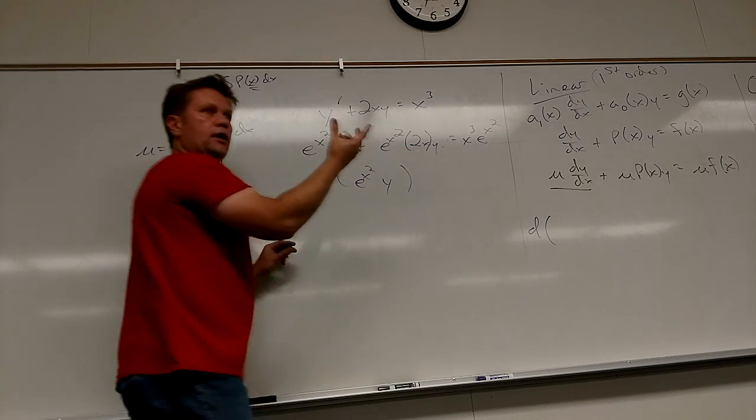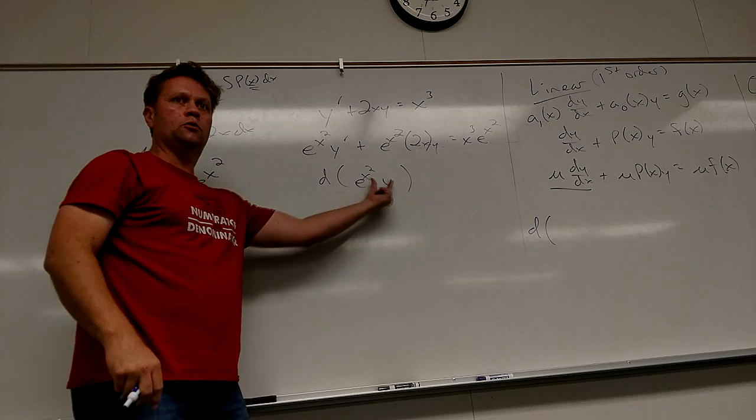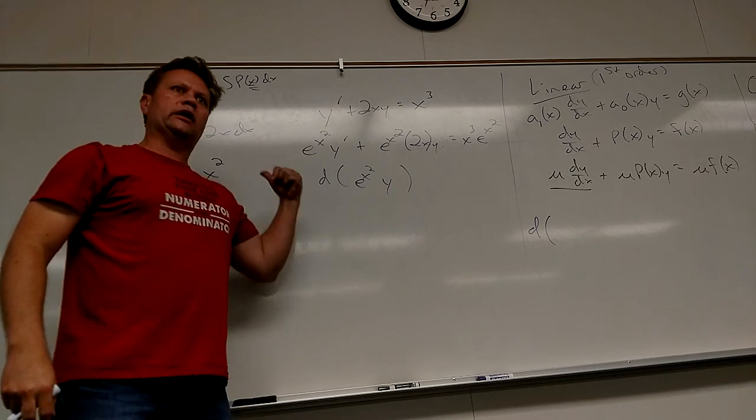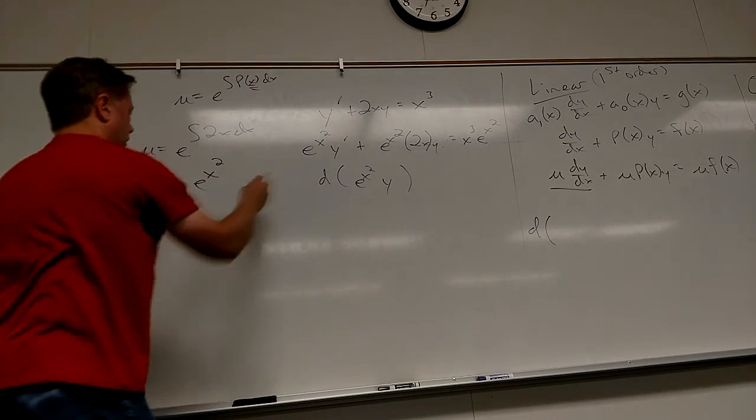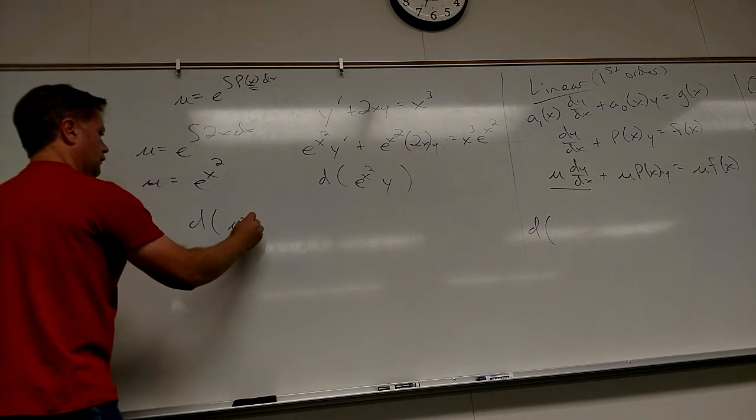Y is left alone. Hey! So it's always going to be mu y. That's what I had up here earlier. That side is always going to be d of mu of x times y.